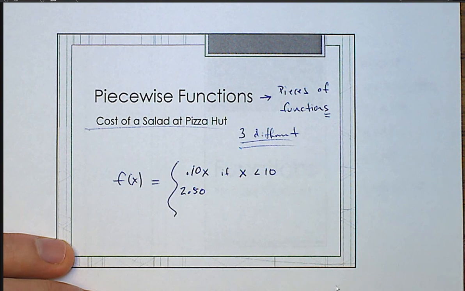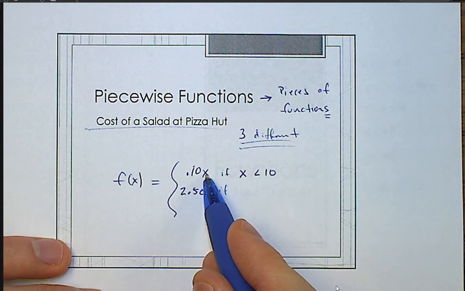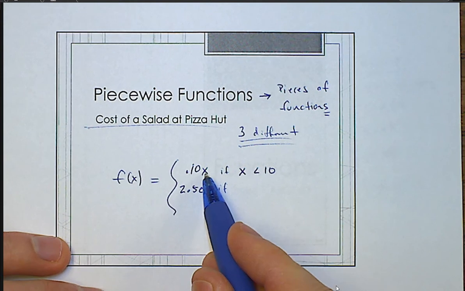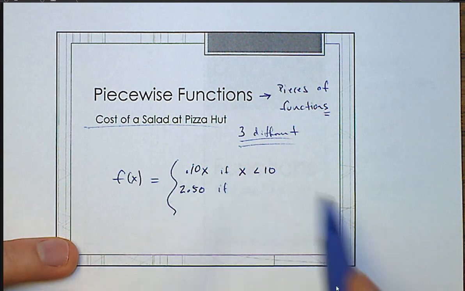Let me back up here. I put an X here because it's 10 cents times the age. So if you're 1 year old, it's 10 cents. If you're 2 years old, it's 20 cents. If you're 3 years old, all the way up to 10. Okay, so that's why it has an X there.